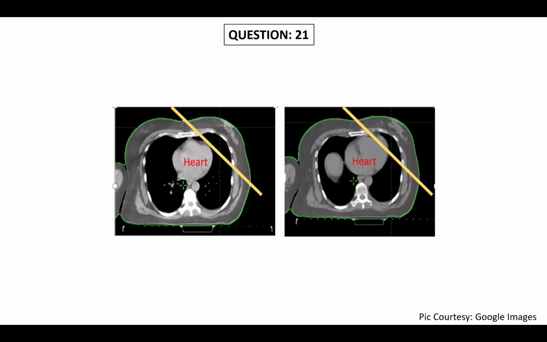Did you get the question? Yes, sir. Mean heart dose should be less than 5 gray, sir. If it is receiving 6 gray, I'll go ahead with DIBH itself, sir. Okay, find out actually.